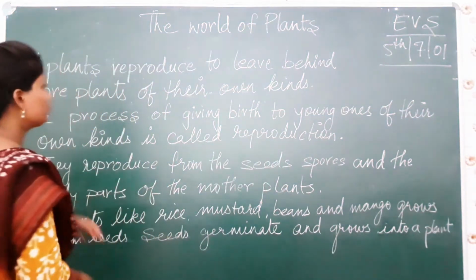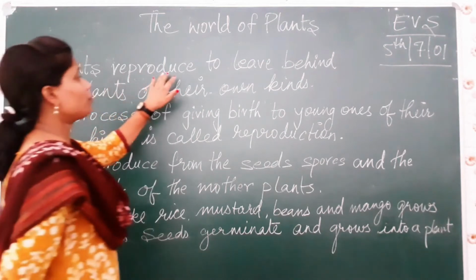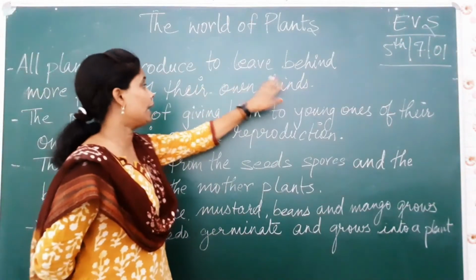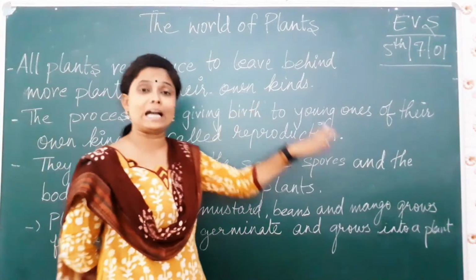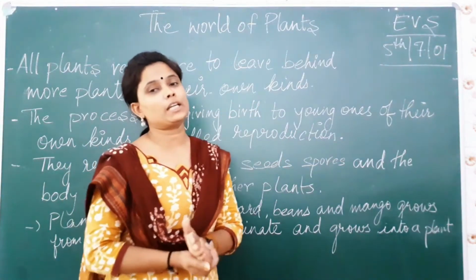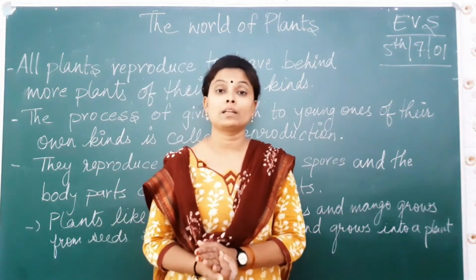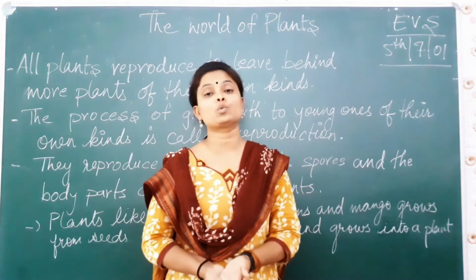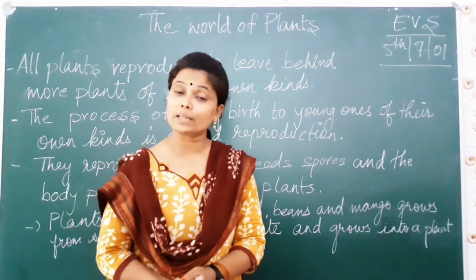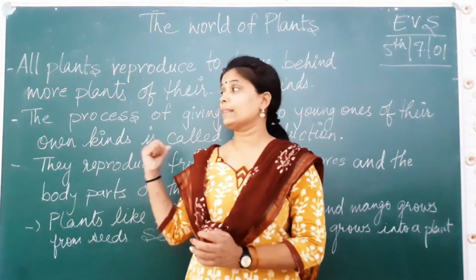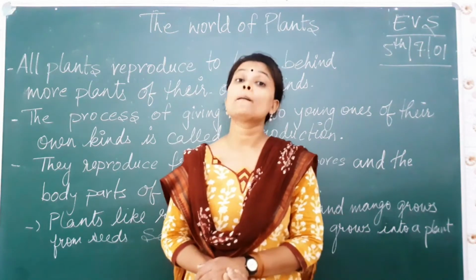Let's see. All plants reproduce to leave behind more plants of their own kind. Look, reproduction is very important. Reproduction means giving birth. Humans give birth to their young ones. Even birds give birth, animals give birth. In the same way, there are plants that are asexual as well as sexual.